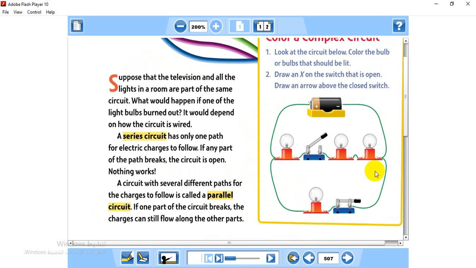Look at the circuit below and color the bulb. See here, which one of these lights will be open, and which one of them will be closed? And tell me why exactly. To solve this activity, you have to understand which kind of circuit this is, a series circuit or a parallel circuit. See how many loops we have, the top loop and the bottom loop. This is the top, the first path of the first loop.